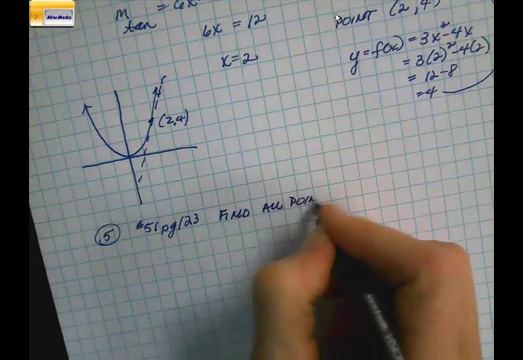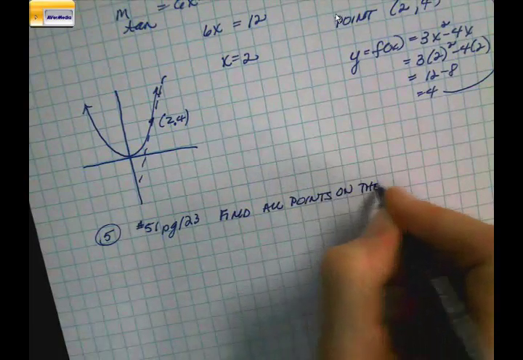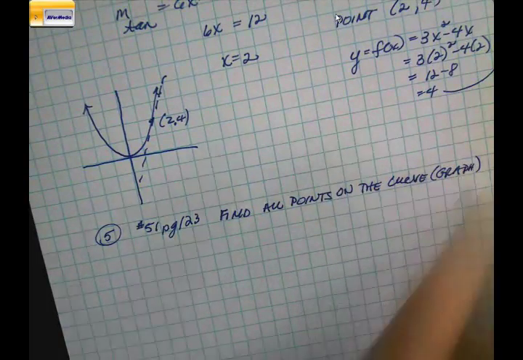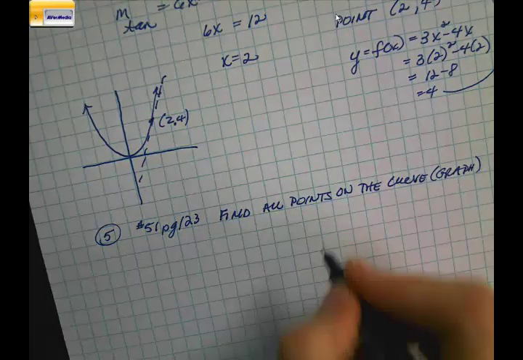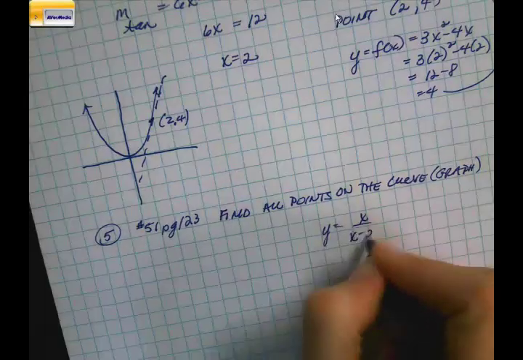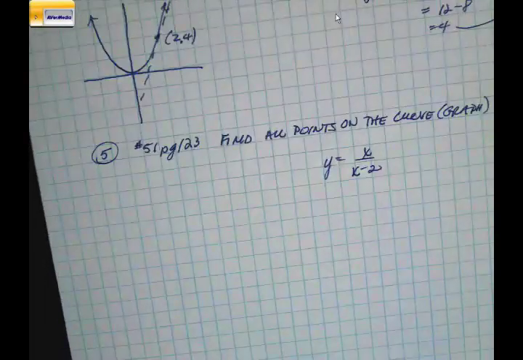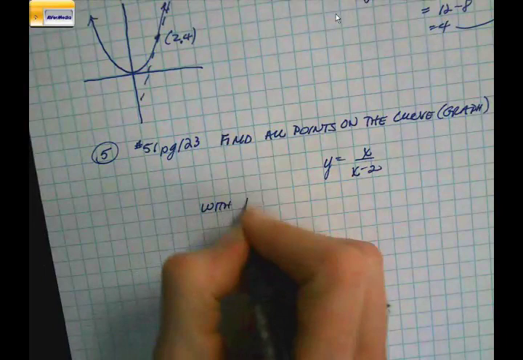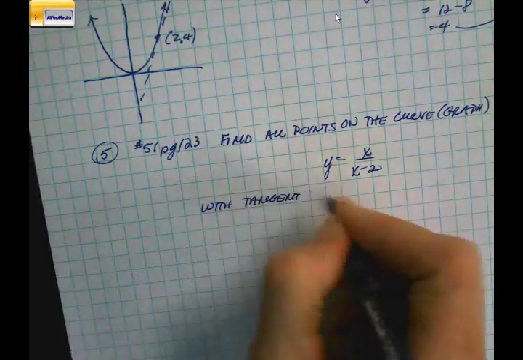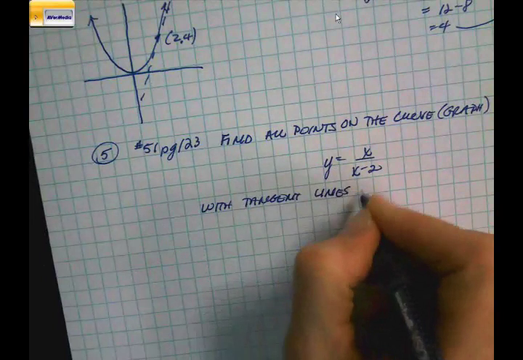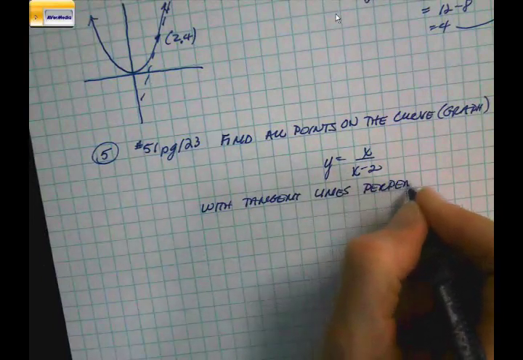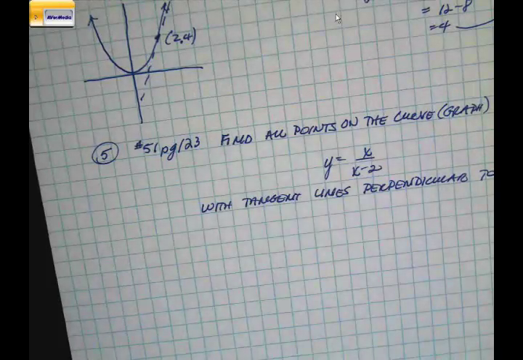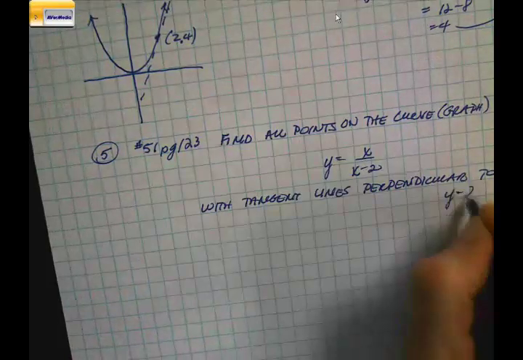So find all points, and there might only be one. Find all points on the curve or the graph. The given curve was a rational. It was y equaling x over x minus 2. There it is, with tangent lines perpendicular to the line y equaling 2x plus 3.